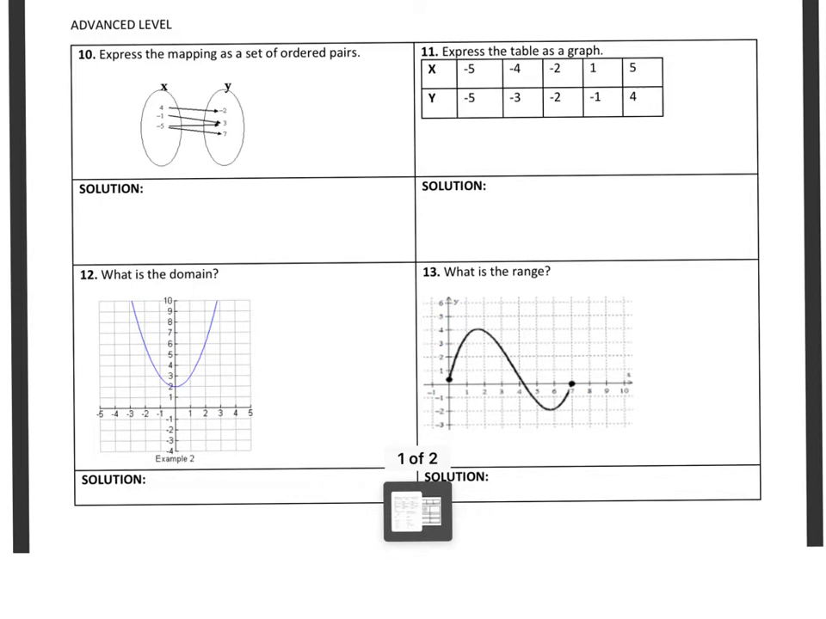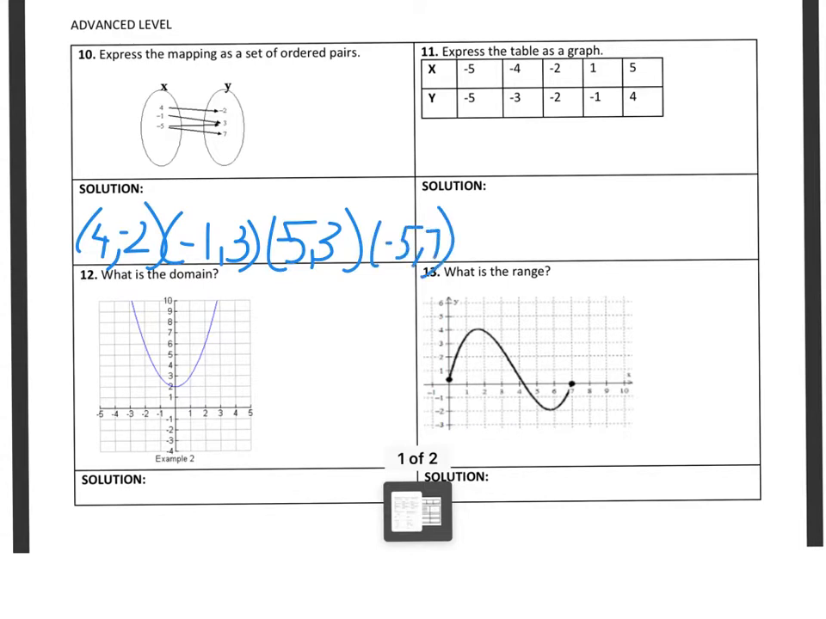So number 10 asks you to express the mapping as a set of ordered pairs. So notice on my first set of mapping numbers here, I have an x that goes to a y of -2. So my first ordered pair would be 4, -2. And then my next ordered pair would be -1, 3. And the next one would be -5, 3. And my last one would be -5, 7.